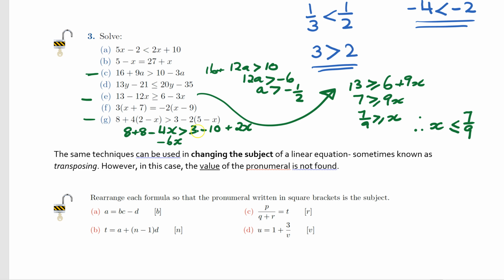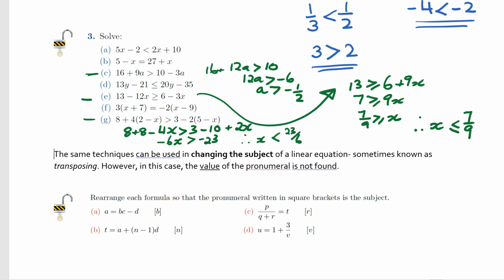So over here I've got 3 minus 10 minus another 16, so that's minus 23. And now, to actually get the x by itself, I've got to divide this negative 6 across both sides. So because I'm dividing by a negative, I change the inequality. So x will be less than negative 23 divided by negative 6, which is 23 over 6.